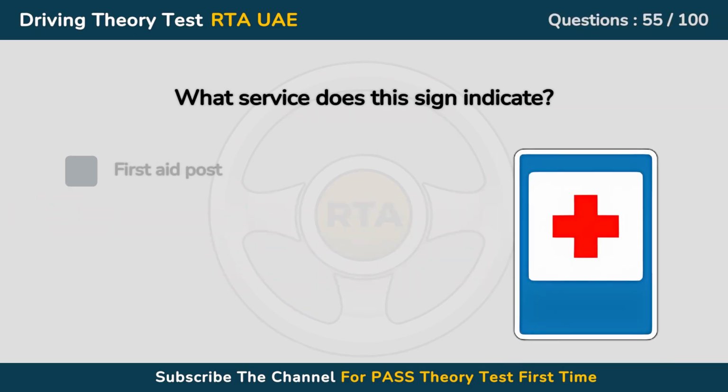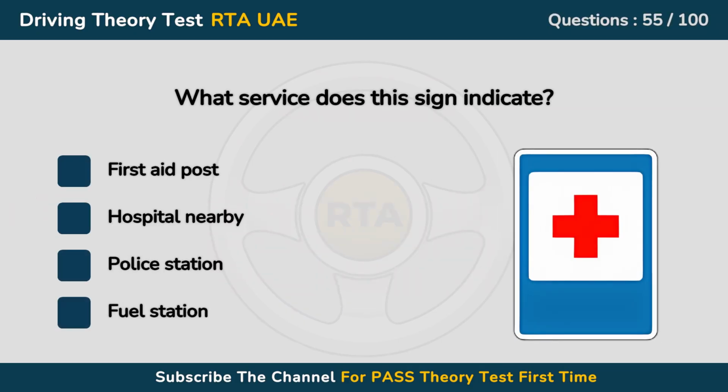Question 55. What service does this sign indicate? A. First aid post. B. Hospital nearby. C. Police station. D. Fuel station.